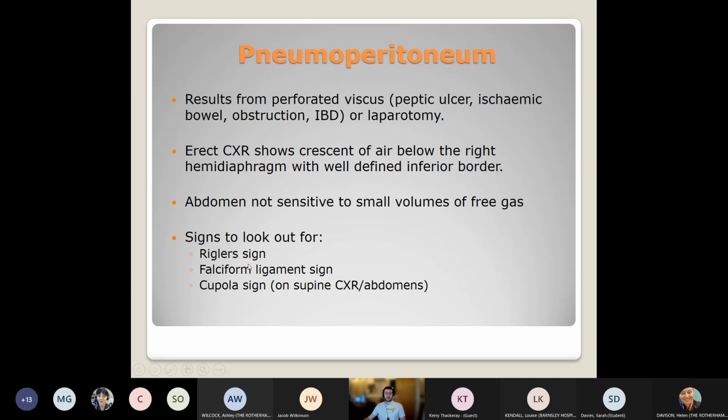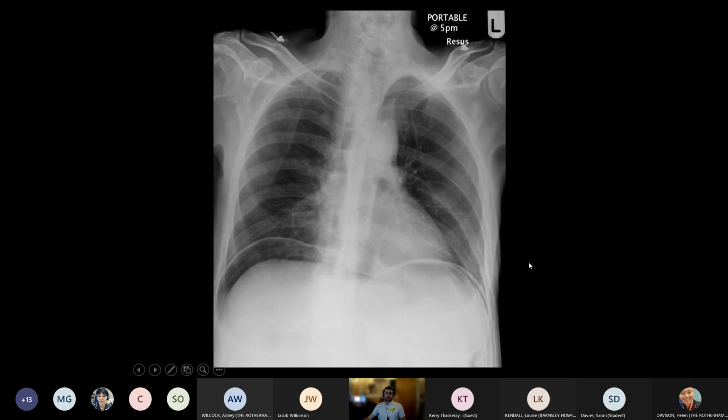If there's a lot of air, sometimes you see the falciform ligament of the liver in the right upper quadrant, and very occasionally in peds, when you have a massive amount of free air, you will see something called cupola sign, where the air actually travels underneath both hemidiaphragms. So all the way across the hemidiaphragm, you will see free air. Classic example of pneumoperitoneum.